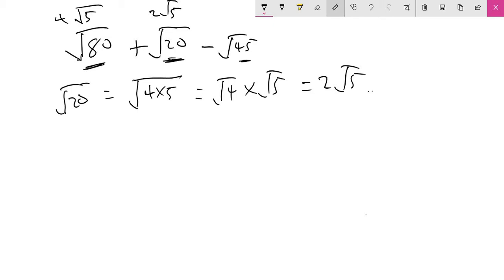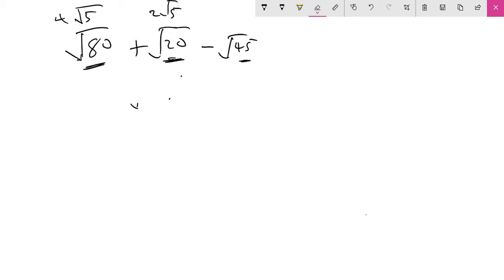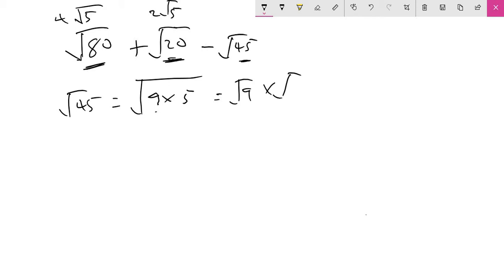And now we have root 45. Root 45 is equal to the root of 9 times 5, and this gives root 9 times root 5. Root 9 can give us a perfect rational number. So this gives 3 root 5. And so this part is 3 root 5.